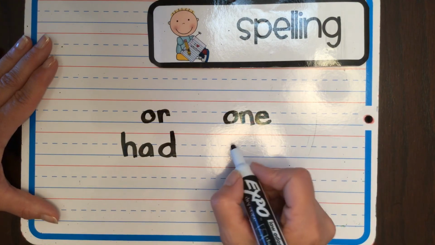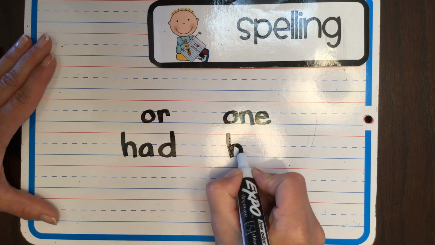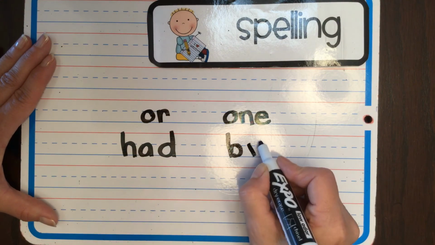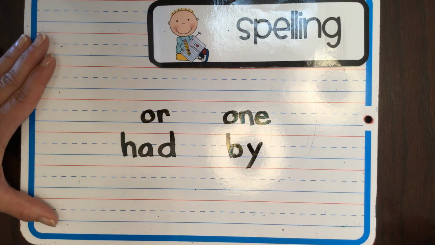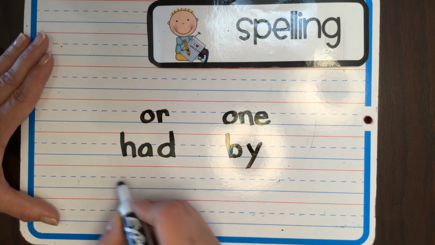Our next word is the word by. It is a bounce letter for a B, straight down, up, and around. It has a Y, which looks just like a V, and then a tail attaches on. Don't pick up your pencil in between. And our last one is the word words.